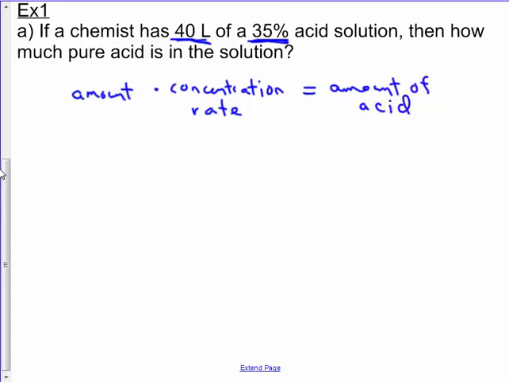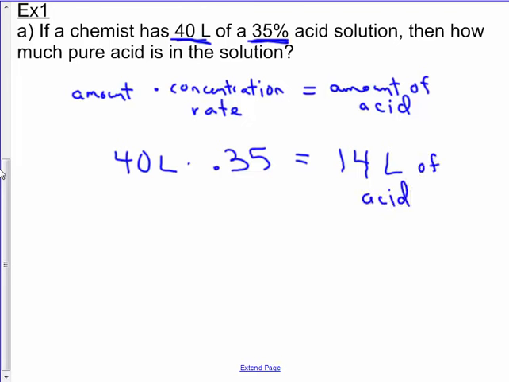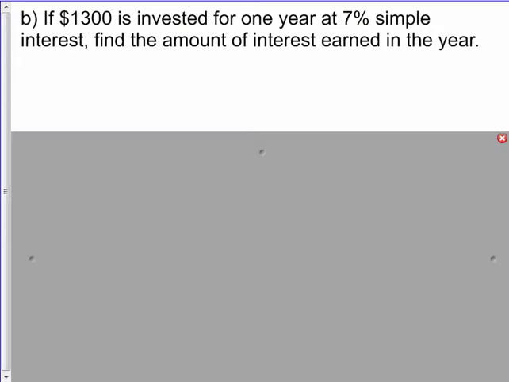So I'm going to take 40 liters times 35%. The 35% I'm going to convert into a decimal, move it over two places. Remember, percent, per means divided by, cent is 100. So 35 over 100, which is 0.35. When I take 40 times 0.35, I get 14 liters. That means there's 14 liters of acid in that mixture. So 40 liters total of the solution, 14 liters is acid.